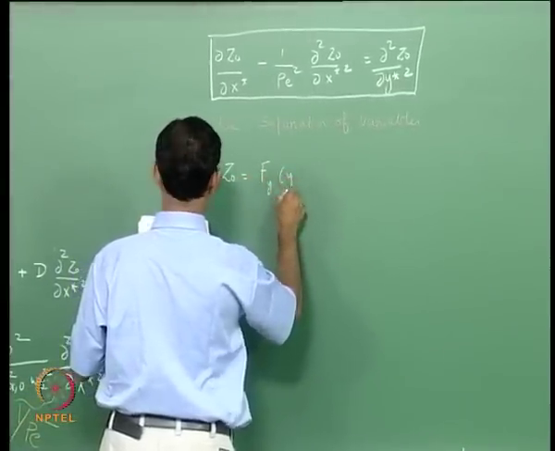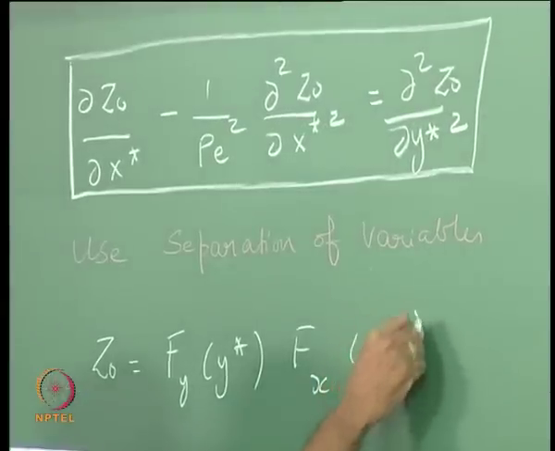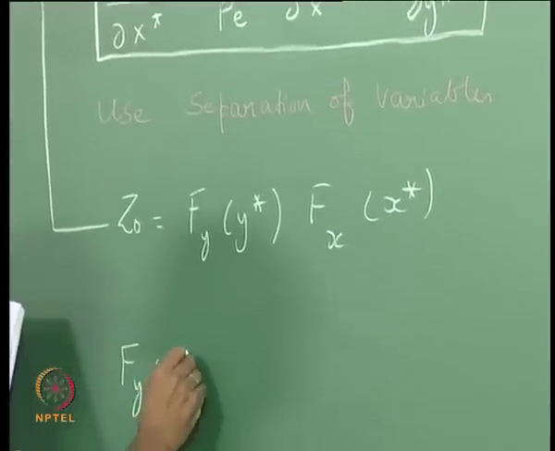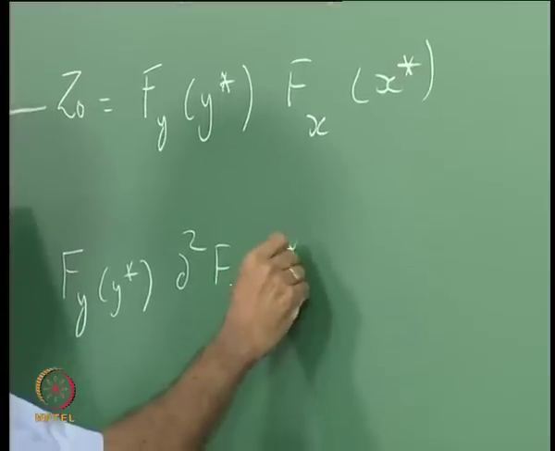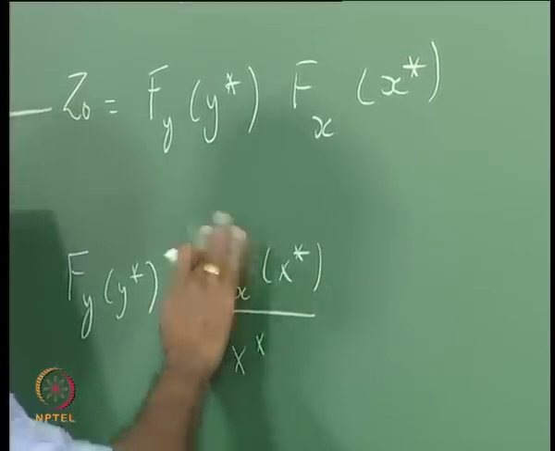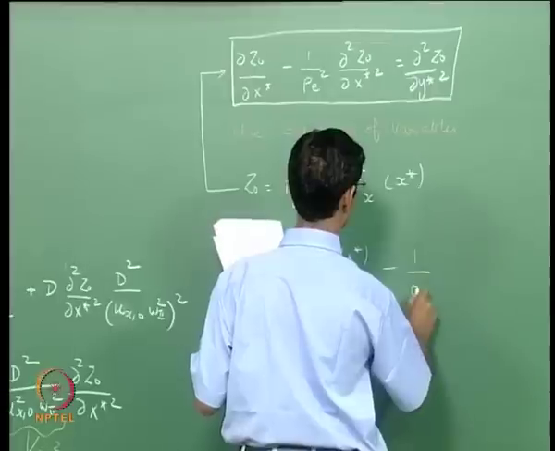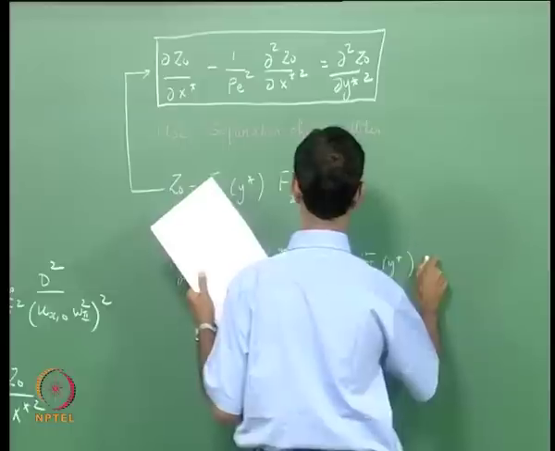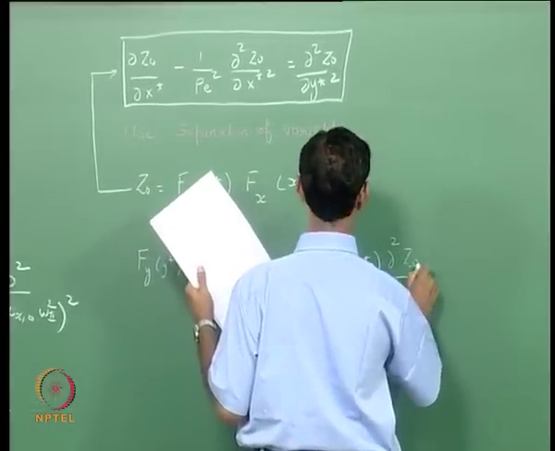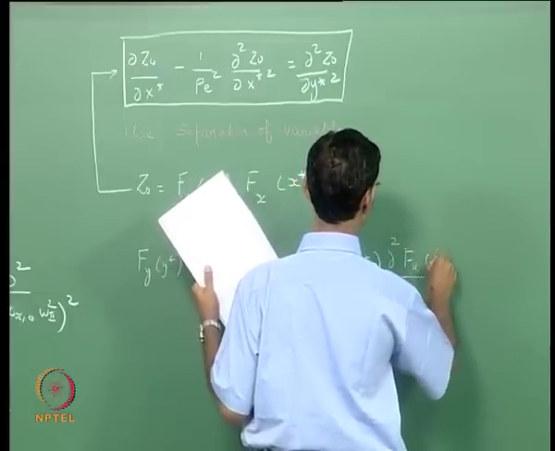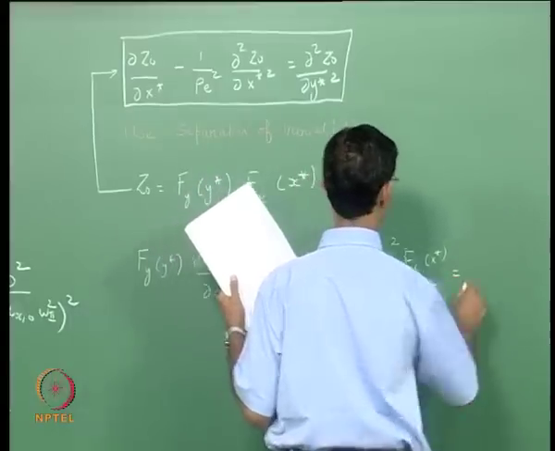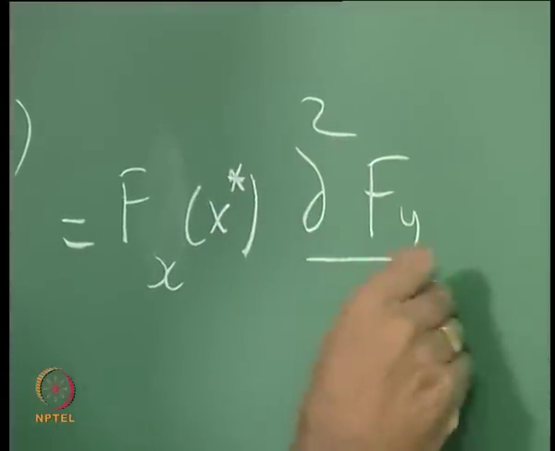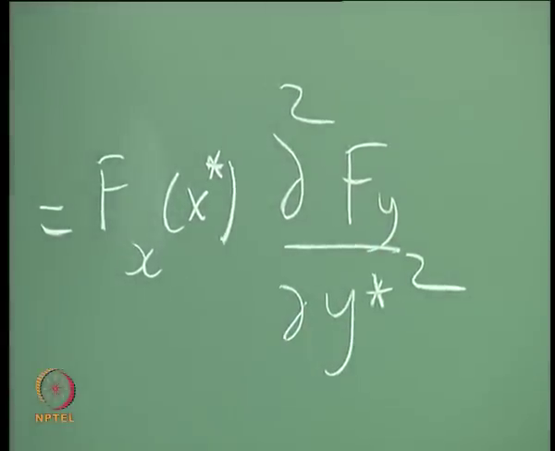equal to fy of y star into fx of x star and substitute it here, what you would get is fy of y star d squared fx of x star divided by d x star squared minus 1 over Peclet squared fy of y star d squared z naught by equal to fx of x star into d squared fy of... I hope this is right, please let me know.